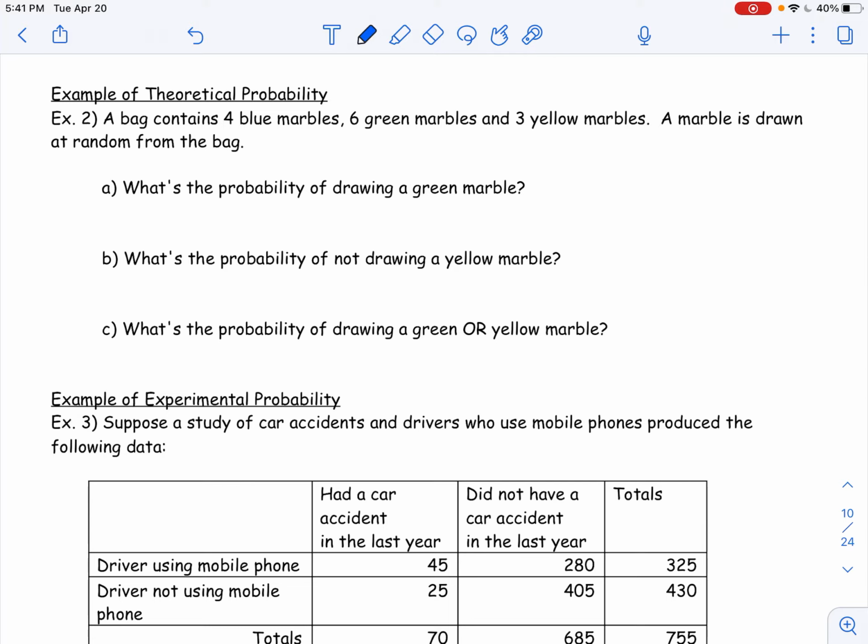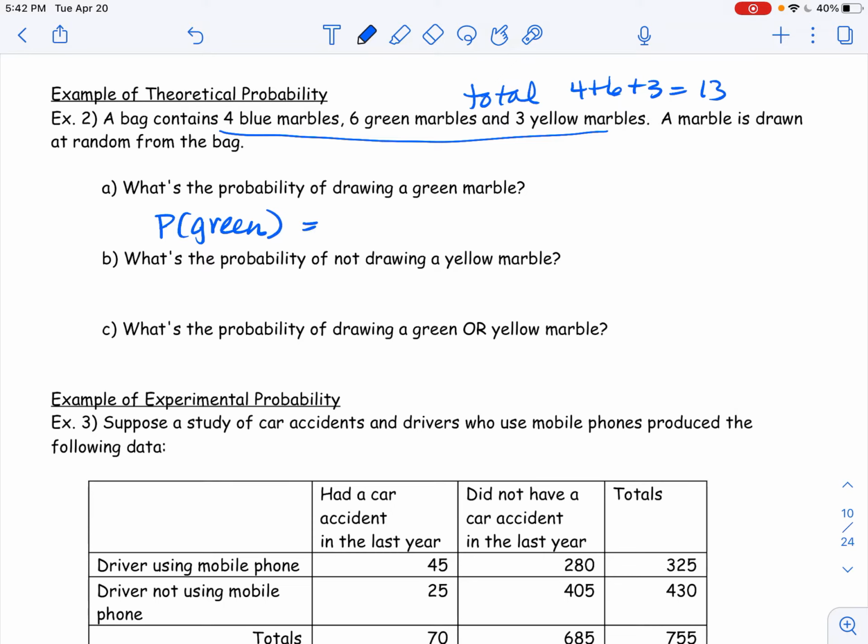Example 2, a bag contains 4 blue marbles, 6 green marbles, and 3 yellow marbles. So we have how many total marbles? Total of 13. 4 plus 6 plus 3, 13. A marble is drawn at random from the bag. What is the probability of drawing a green? So we want the probability of a green. Well, there are 6 green out of a total of 13. If you divide this in your calculator, that's going to give you approximately 0.462. Remember, this number is going to be between 0 and 1.